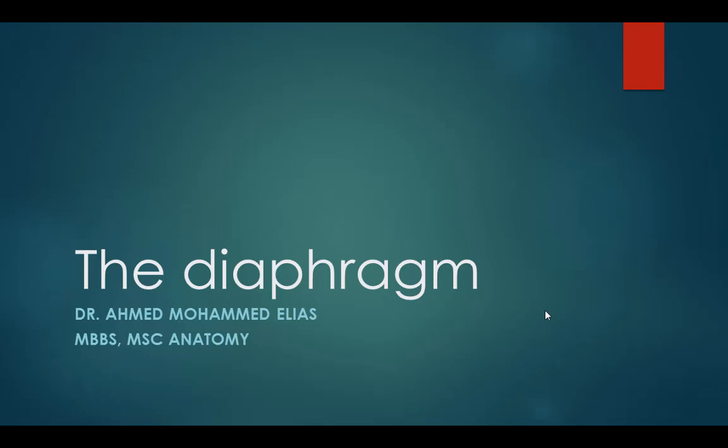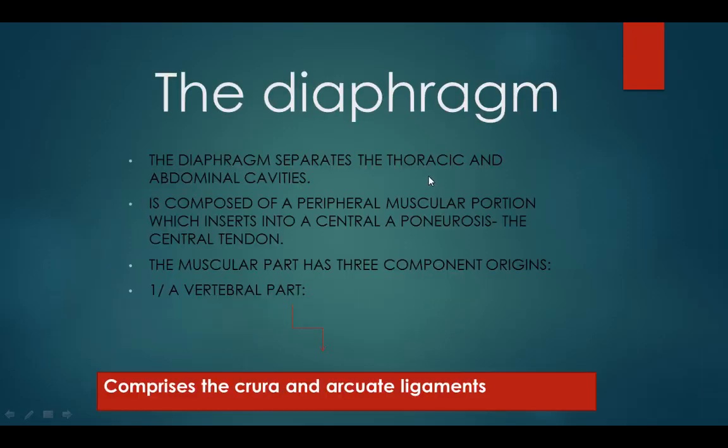So today we are going to talk about the anatomy of the diaphragm. The diaphragm separates the thoracic and abdominal cavities. It's composed of a peripheral muscular portion which inserts into the central part of the diaphragm, or the central tendon, and the muscular part has three components which are found peripherally.